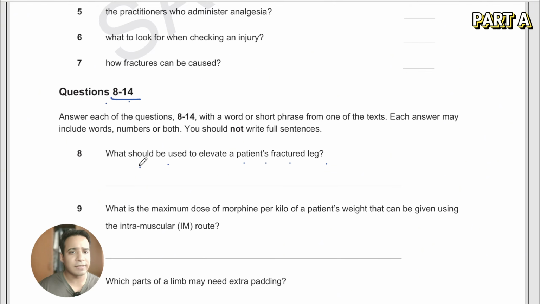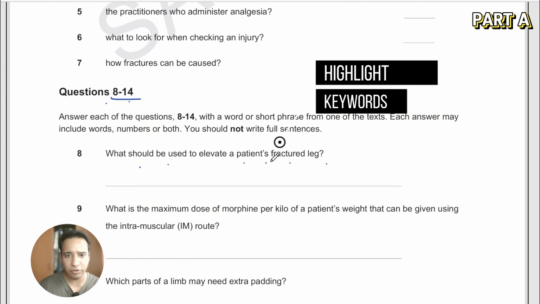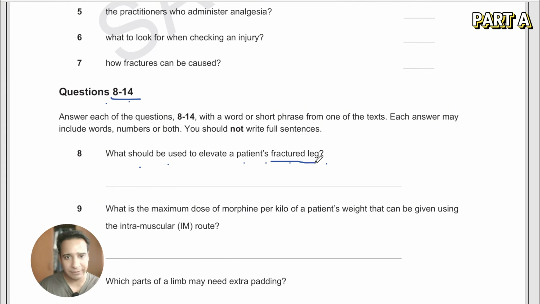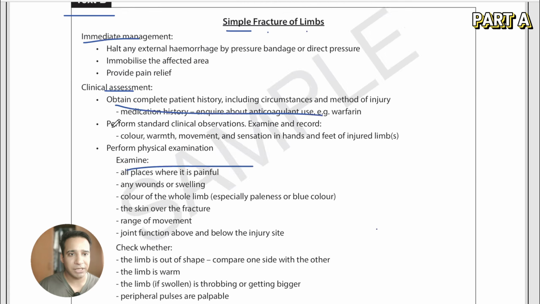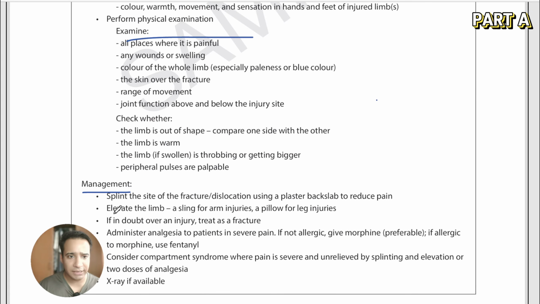So here, there is a thing that is used. What you will do, you'll highlight the keywords. Here we have fractured leg. I think it's going to be in the management part. Quickly go through that paragraph. Text B, with management part, you can see elevate the limb. So here you need something. You need a pillow. So pillow is the answer.